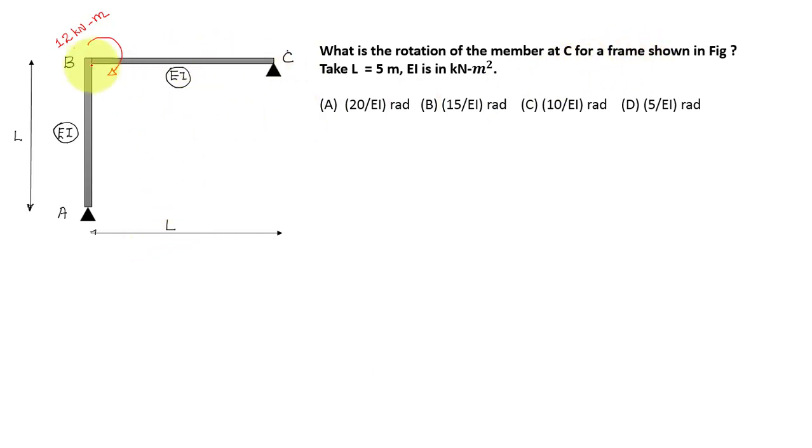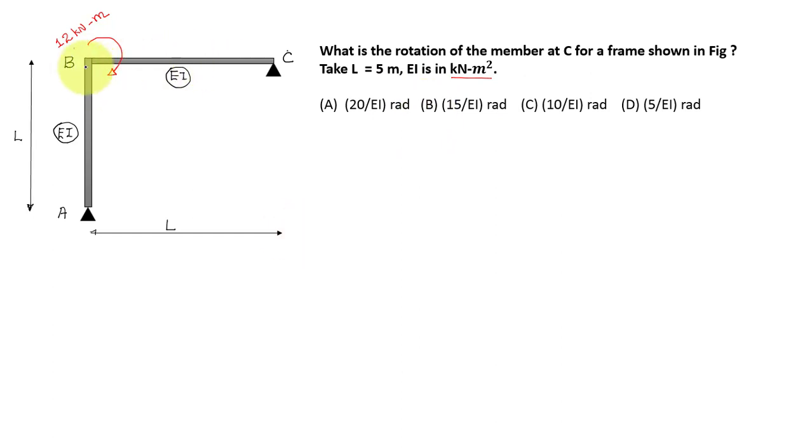The length of both the members is L equal to 5 meter, and both these members have uniform cross section and material properties. EI is given in kilonewton meter square, which is the unit of EI. We have to find the rotation at joint C. Options are given like this. So let us solve it.